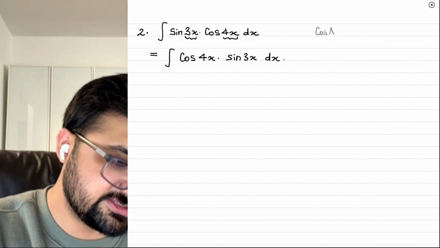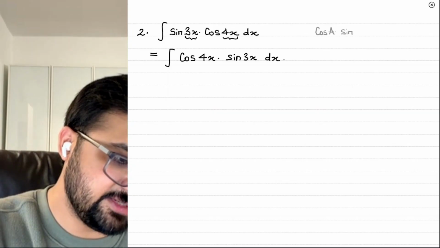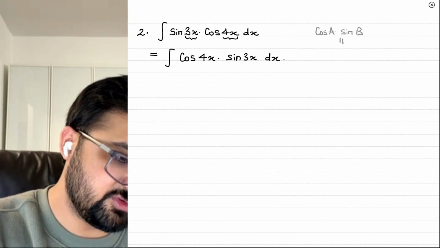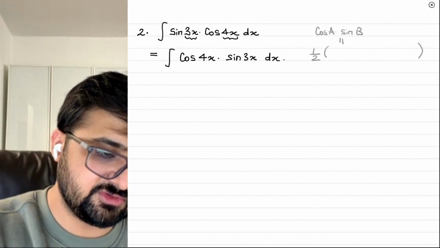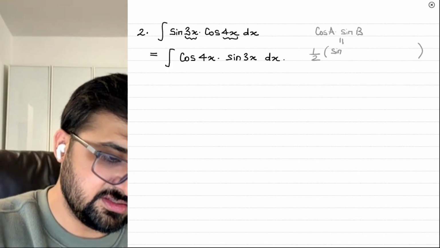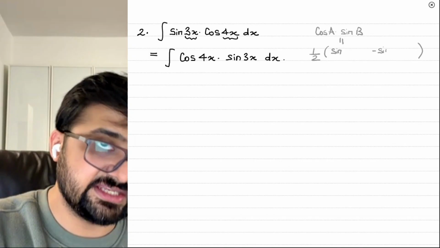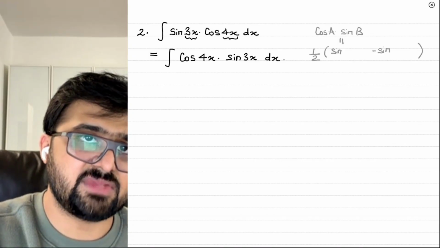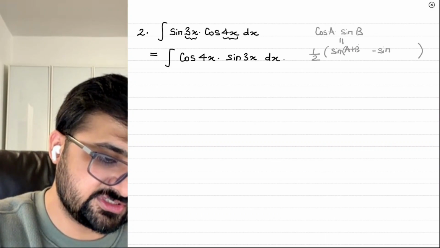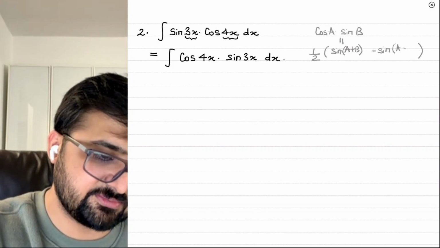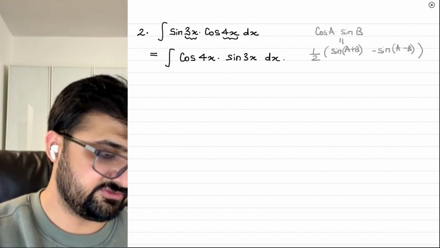We know the formula for cos and sine. If you have cos A and sine B, the formula is half. Every formula starts with half. Half, and the formula is sine minus sine. In the first sine, you add the angles. In the second, you subtract the angles. So that was the formula.